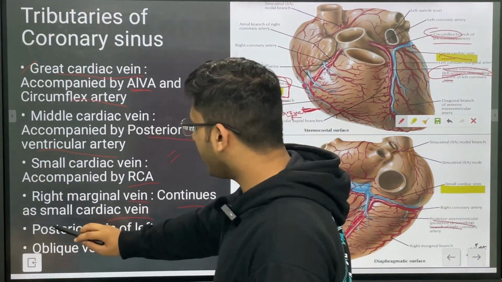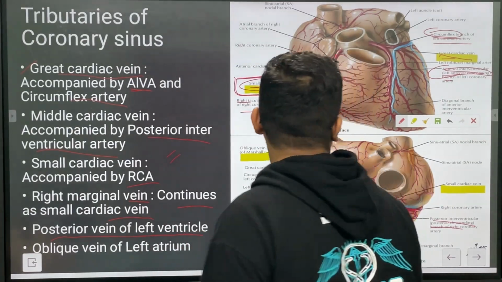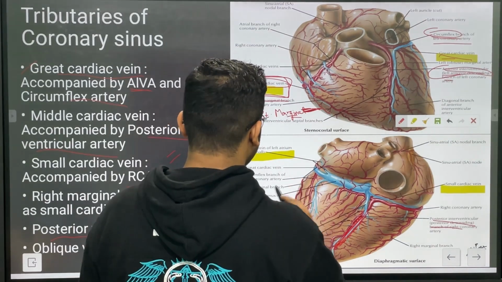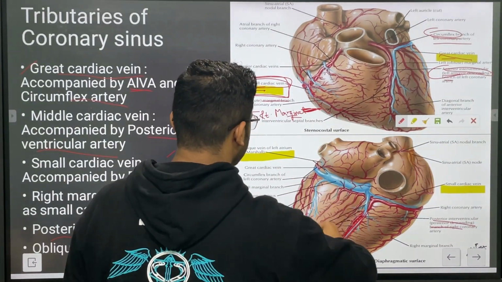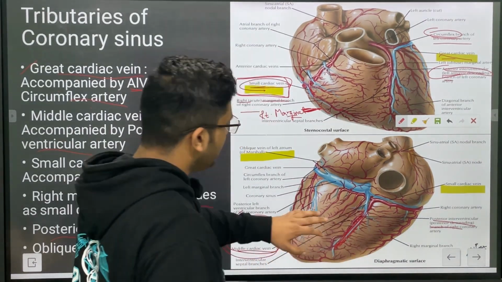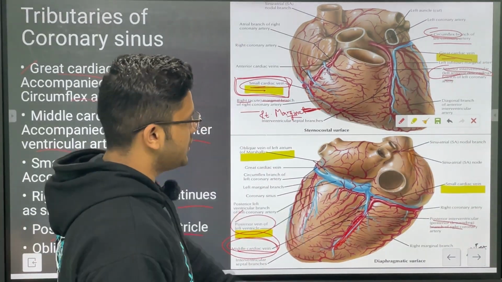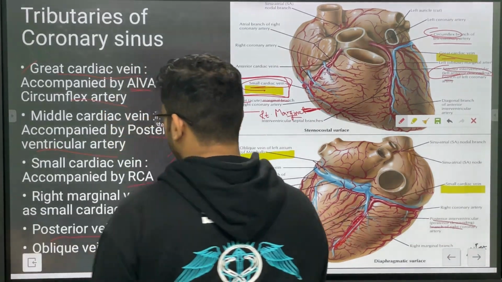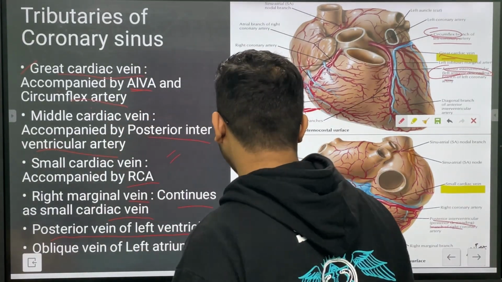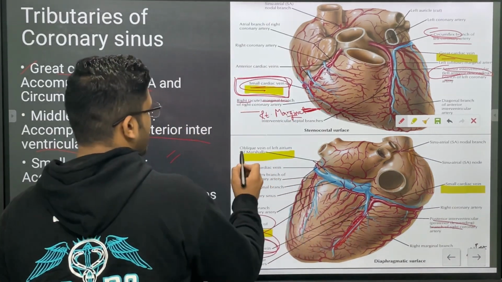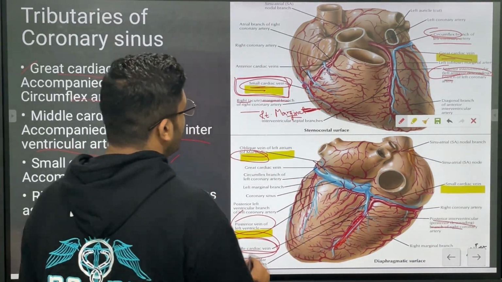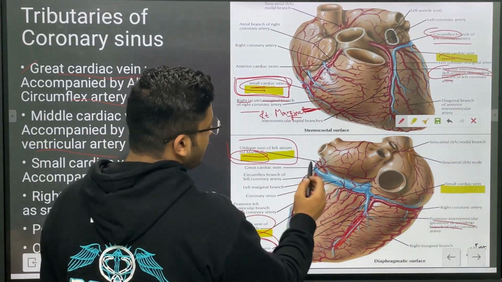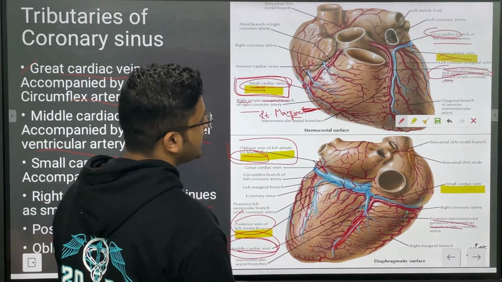So the next one is the posterior vein of the left ventricle. On the posterior aspect, we can see the posterior vein of the left ventricle. This is the vein which is draining the majority of your left ventricle, and it drains into your coronary sinus. The last one is the oblique vein of the left atrium, which is also known as the vein of Marshall. This oblique vein of the left atrium is finally draining into your coronary sinus.